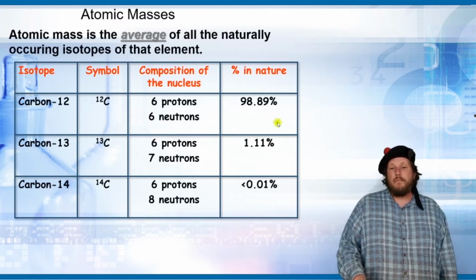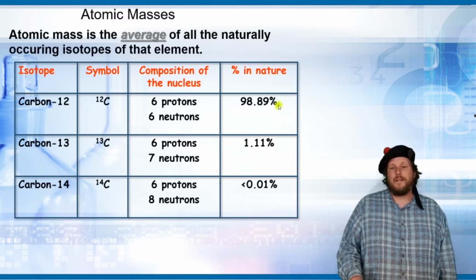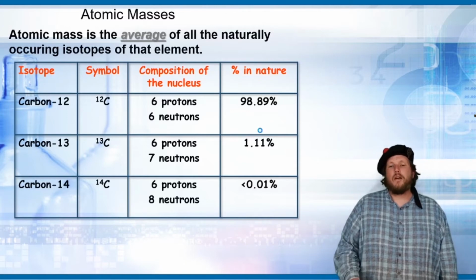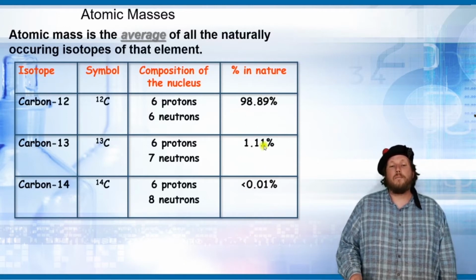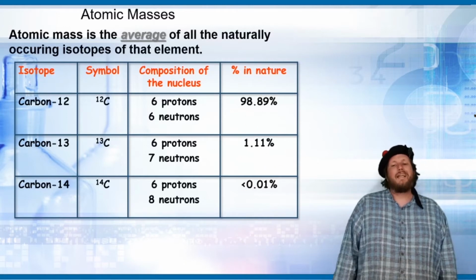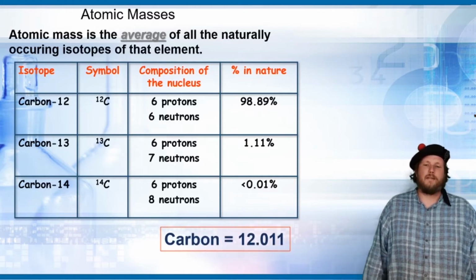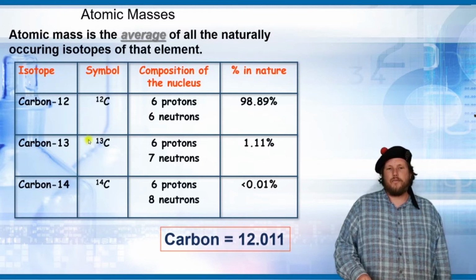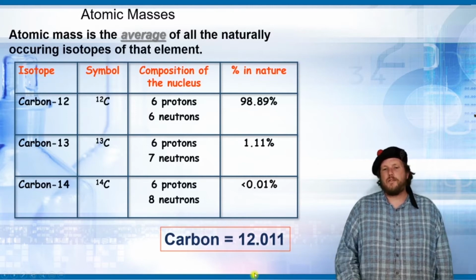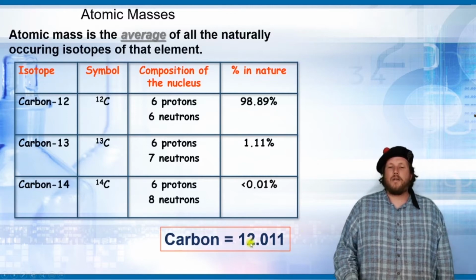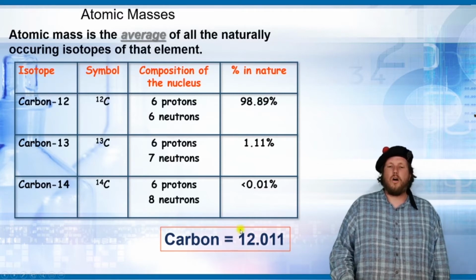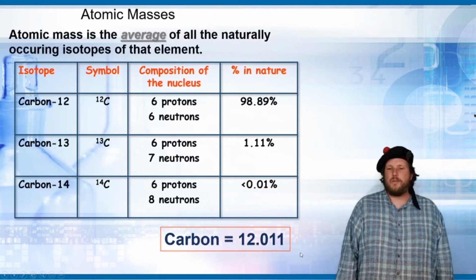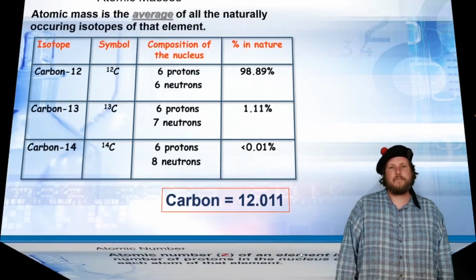You'll notice that most carbon is carbon 12, 98.89%. Carbon 13 is about 1.11%, and carbon 14 is less than 0.1%. So you multiply the mass, which is 12, 13, and 14, times the percent abundance, and then add those up to get your carbon average mass, which is 12.011.